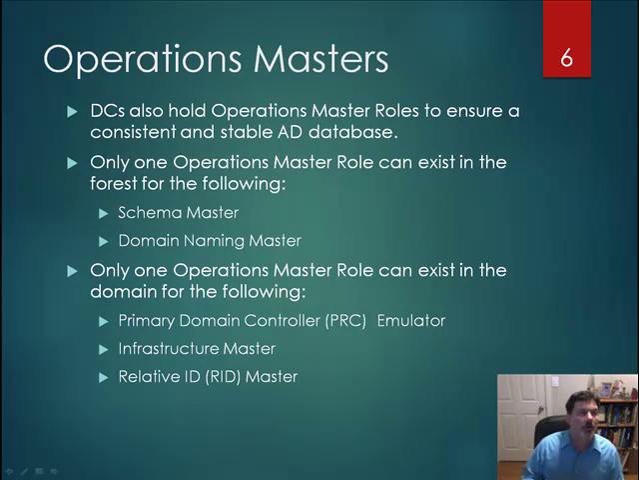Operations masters are really going to only be assigned one role per domain or forest. So DCs that hold operations master roles are there to ensure a consistent and stable Active Directory database. Only one operations master role can exist in the forest for schema masters and domain naming masters. And only one operations master role can exist for each domain in the forest for your primary domain controller, your infrastructure master, and your relative ID master.